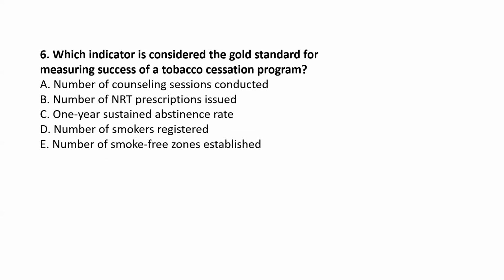MCQ 6: Which indicator is considered the gold standard for measuring the success of a tobacco cessation program? A, number of counseling sessions conducted. B, number of NRT prescriptions issued. C, one-year sustained quit rate. D, number of smokers registered. E, number of smoke-free zones established. C is the right option.